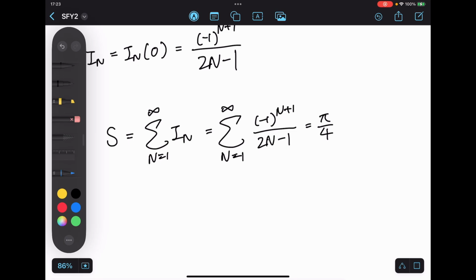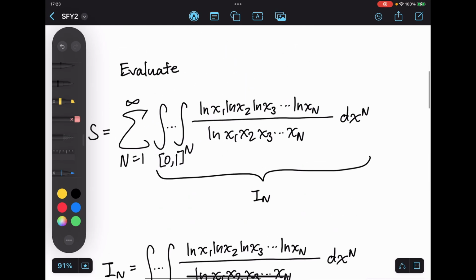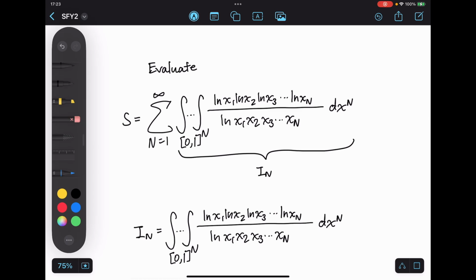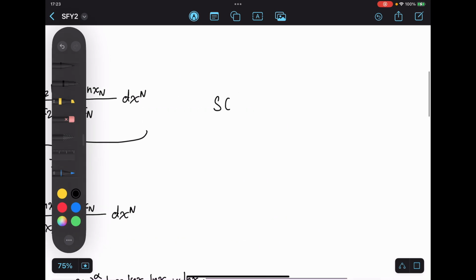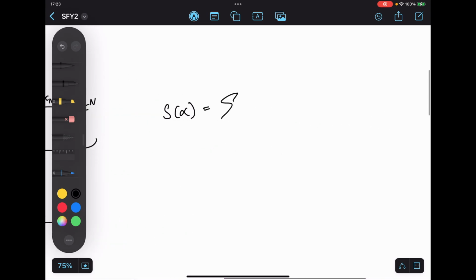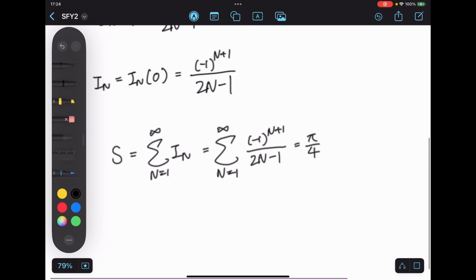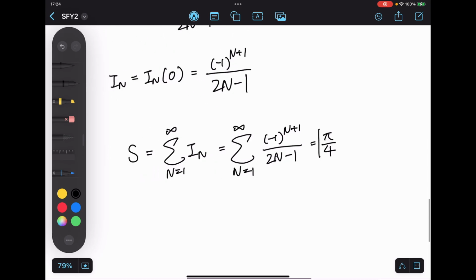And this even generalizes. If we say S of alpha is the same sum, but we define it as the sum of I sub n of alpha, then we find that this is equal to the inverse tangent of 1 over alpha plus 1. Isn't that just cool? So pi over 4, that's our final answer. I'm going to put a box around it.